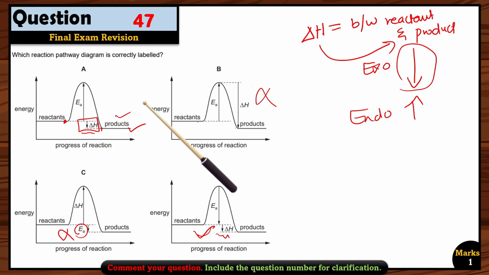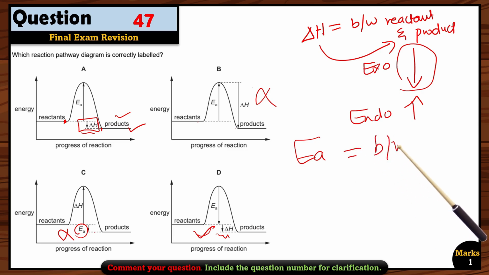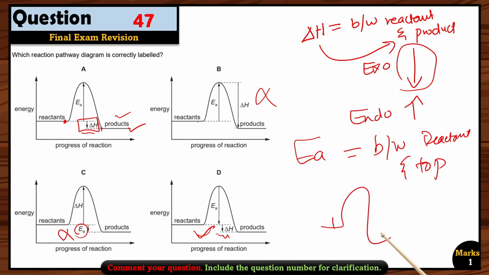Now let's see about activation energy. Another important part of this diagram is EA. Remember that EA, even if the reaction is endothermic or exothermic, is always between the reactant and the top of this diagram. So for example, from here, this is your reactant, and this is your EA. So EA is always from reactant to the top of the diagram. Can you see here, reactant to the top is always EA. So this is right.